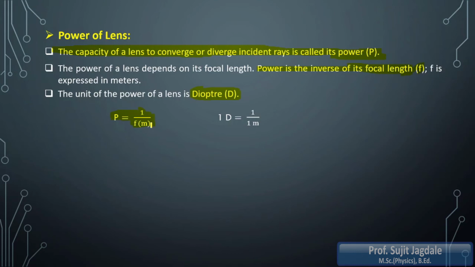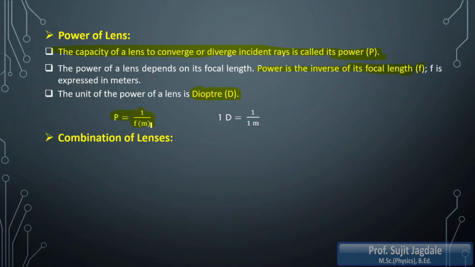And just remember, if the power is positive, then the lens is convex, and if the power is negative, then the lens is concave. So these are actually properties of convex and concave lenses. The same formula we have to follow, but if the answer is positive, then the lens should be convex, and if the answer is negative, then the lens is going to be a concave lens.